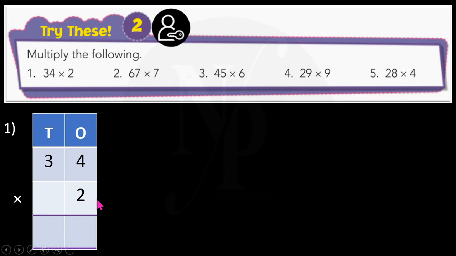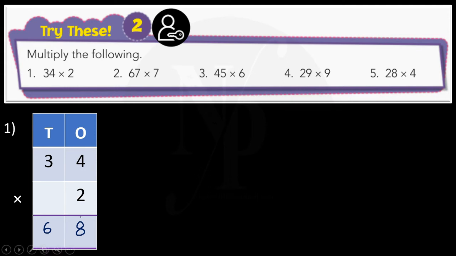Let us multiply now. First we will multiply the digit at ones place by 2. So 2 fours are 8. So let me write 8 here. And then we will multiply the digit at tens place by 2. 2 threes are 6. So we will write 6 here in tens column. The product is 68. That is 34 into 2 is equal to 68.